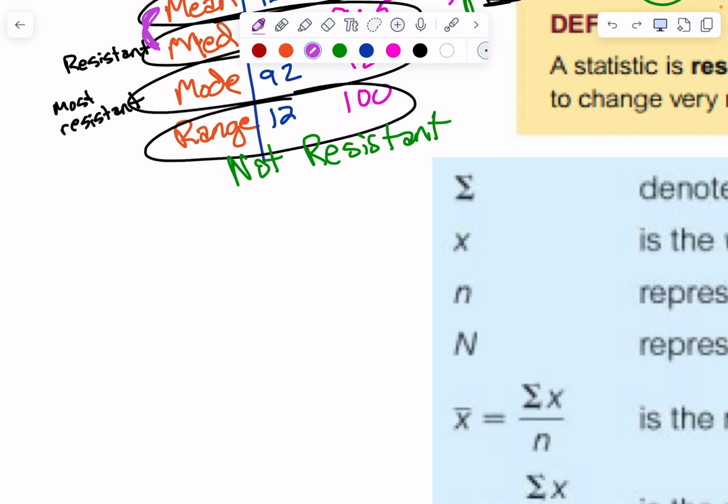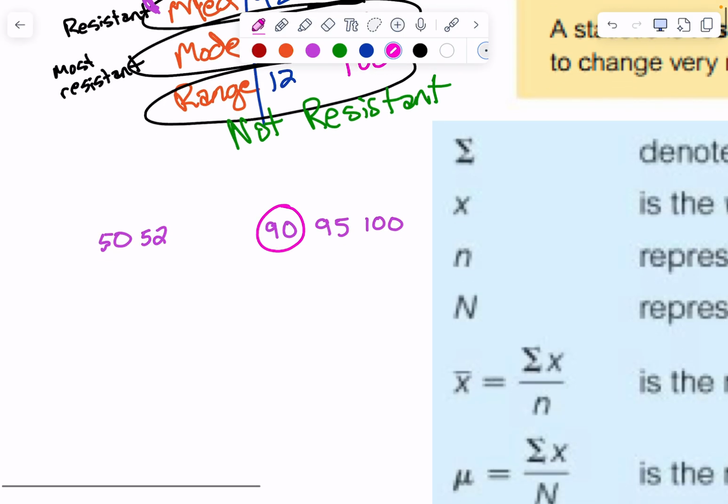Let me come up with a small data set, but I'm going to make it huge. Let's say I have a 50, a 52, a 90, a 95, and a 100. What's my middle number now? 90, right? Okay, so I'm just going to deal with these numbers. My median right now is 90, right?